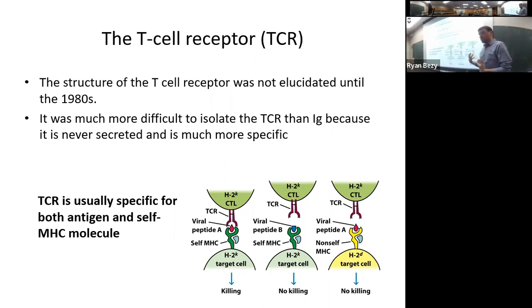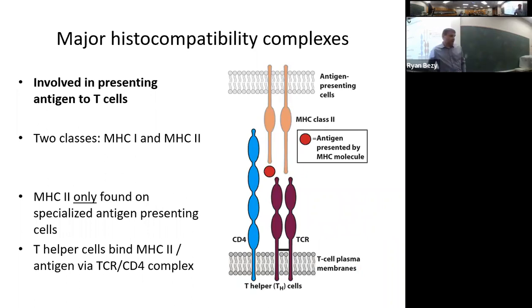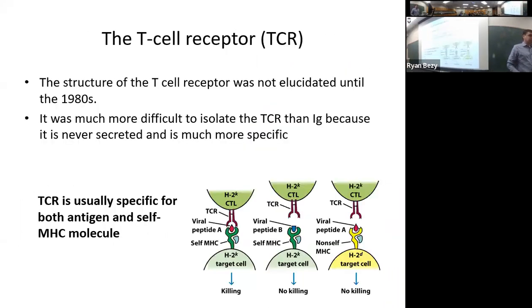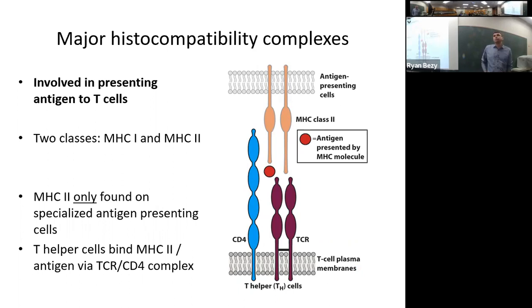It's also much more specific than an antibody, and that made it hard to study some of the complex interactions that were going on. That being said, they did get this worked out. What happens is the T cell receptor is specific for some type of what is called an MHC molecule, or major histocompatibility complex, MHC.